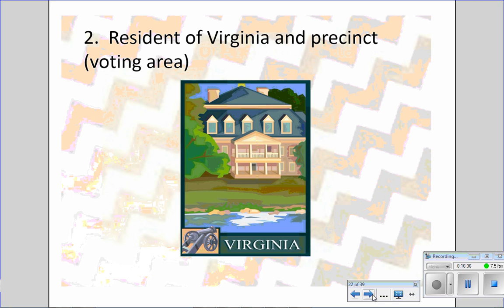You must be a resident of Virginia and of the precinct of your voting area. So in order to vote in Virginia, you have to be living in Virginia. That's what it means by Virginia. And you have to be living in the area that you're voting in. So precincts are kind of small.